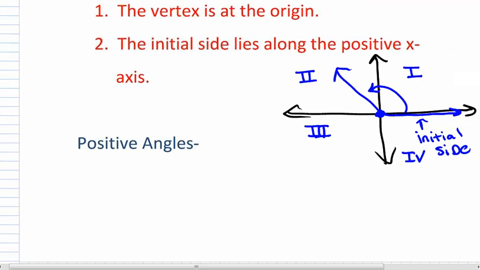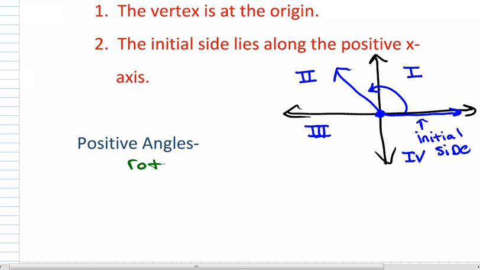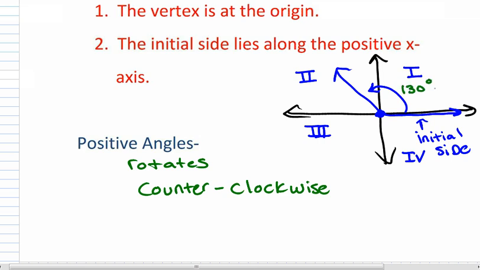Now, positive angles is when you would rotate an angle counterclockwise, meaning it goes with the quadrants. So for example, if I said this angle was 130 degrees, it is going to be positive 130 because it's rotating with the quadrants. It's rotating counterclockwise.